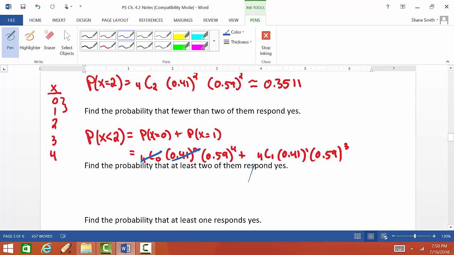Also, we don't need the exponent on the 0.41 to the 1st, because anything to the 1st is itself. And if you want to remember something a little bit extra, 4 choose 1, anything choose 1, is itself. So this is actually equal to 4. Because if you have 4 objects, how many ways can you select one of them? There's only one way to select each object, so that's 4 ways total.